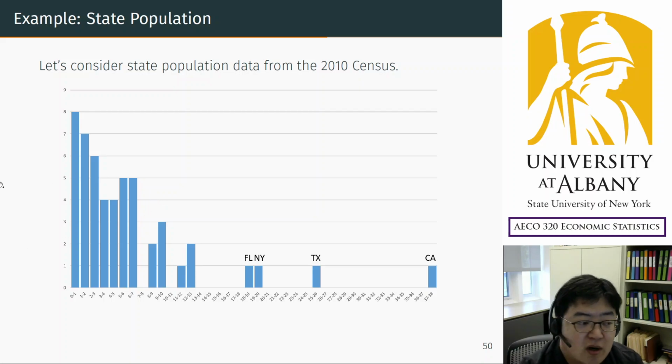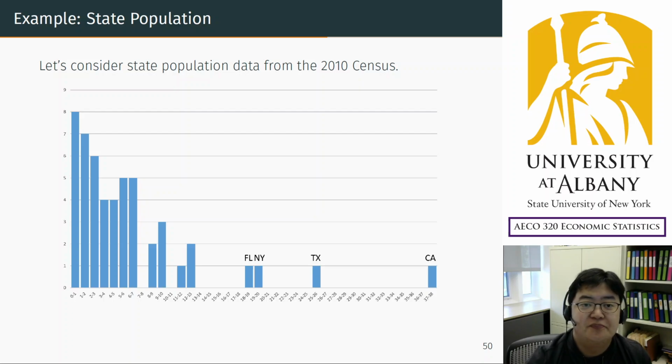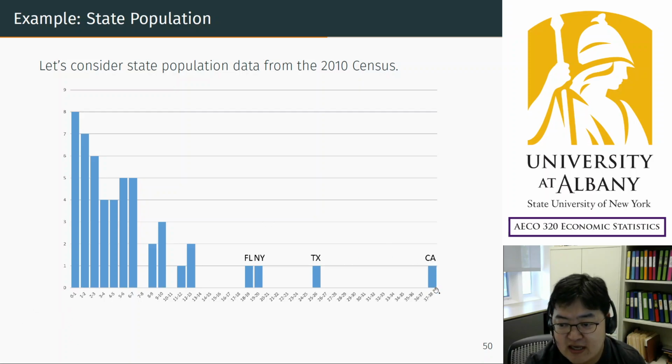Okay, so we are going to start another example. In this example, we'll consider population by state from the 2010 census. It's in millions. For example, this is the histogram of state population. California is here, between 37 and 38 million. Texas is here, more than 25 million. New York, Florida, and other states.